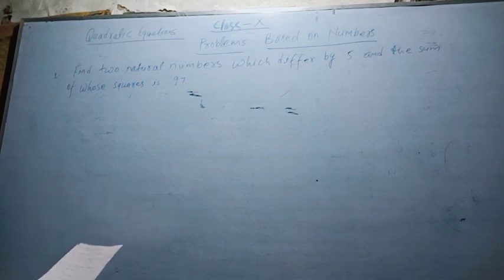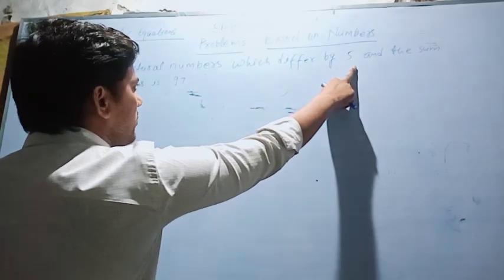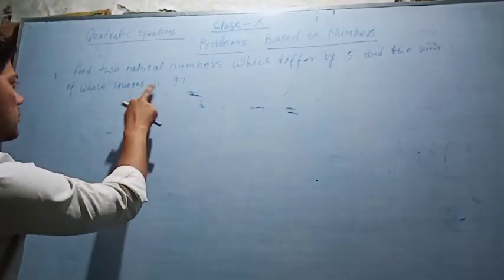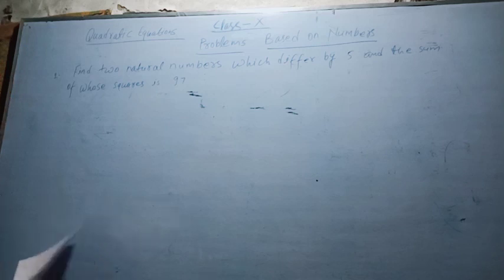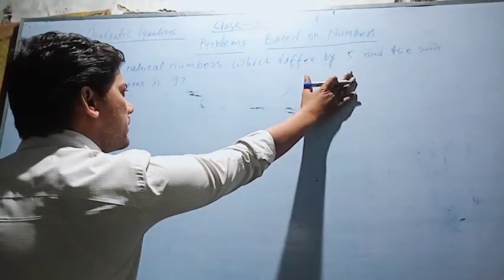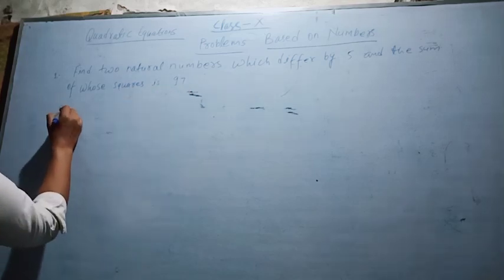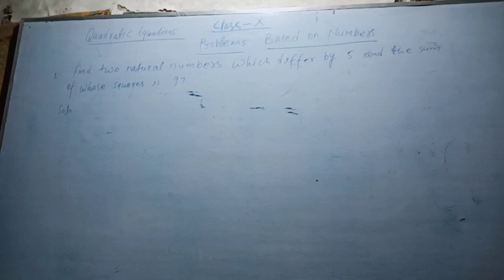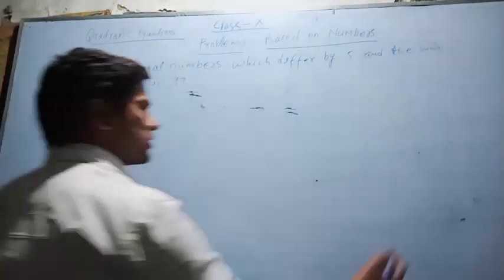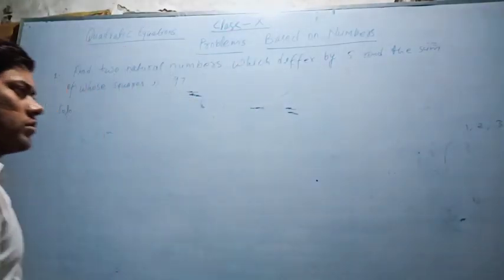Question number 1 is: find two natural numbers which differ by 5 and the sum of whose squares is 97. We have to find two natural numbers whose difference is 5 and the sum of whose squares is 97. As you know, all counting numbers are called natural numbers, like 1, 2, 3, 4, 5.